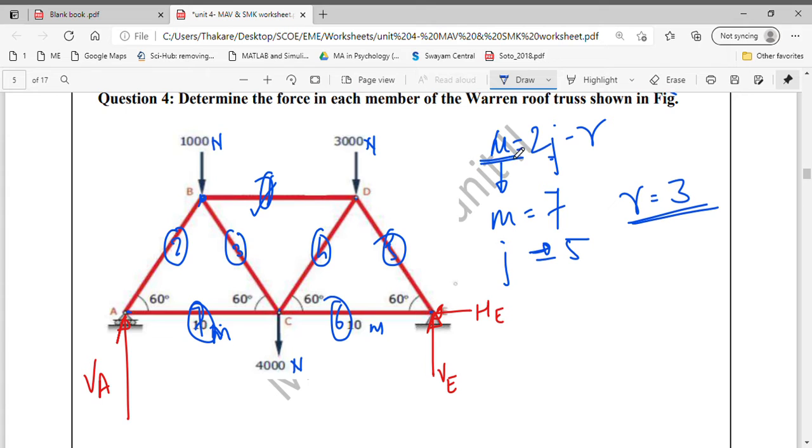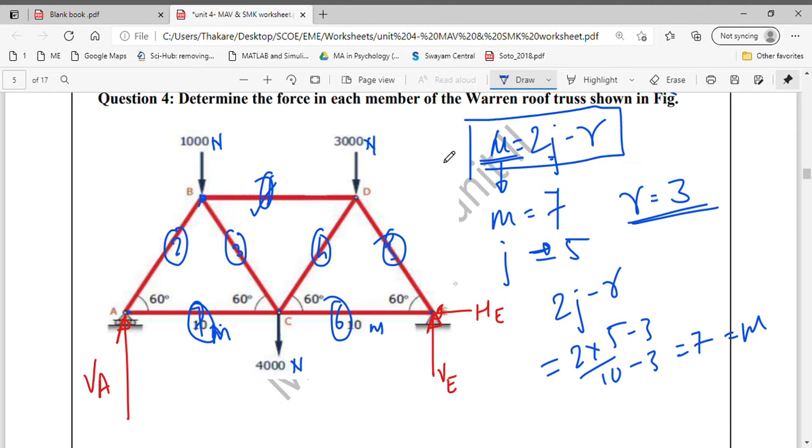Now we substitute these values in this equation. m is 7, and 2j minus r will be 2 into 5 minus 3, which is 10 minus 3, which is 7, and this equals m. So this truss satisfies the condition of m equals 2j minus r. Therefore, this is a determinate truss. Therefore, it can be solved using conditions of equilibrium.